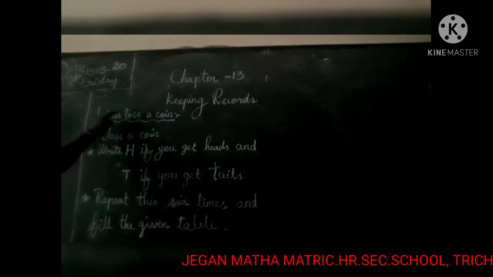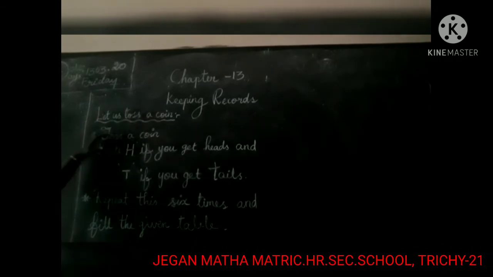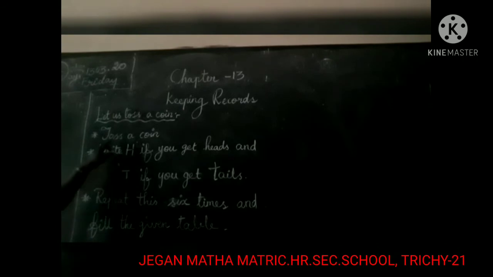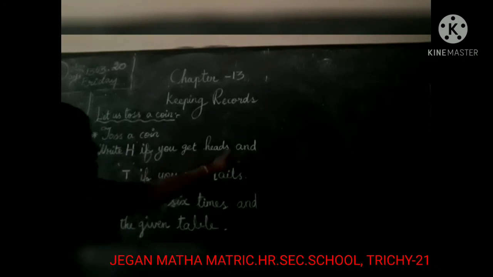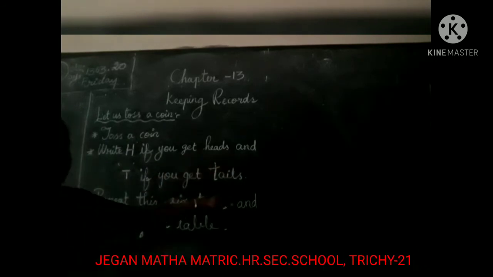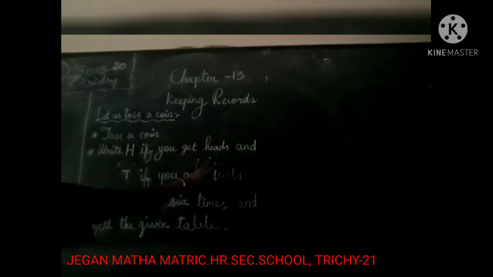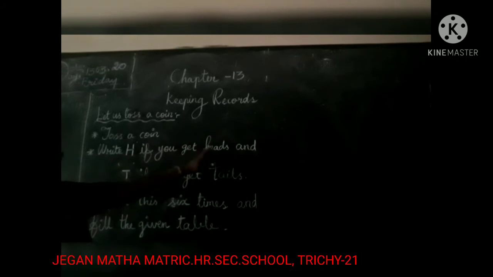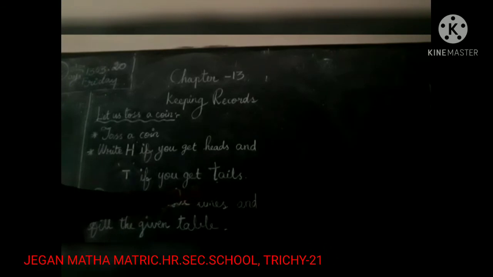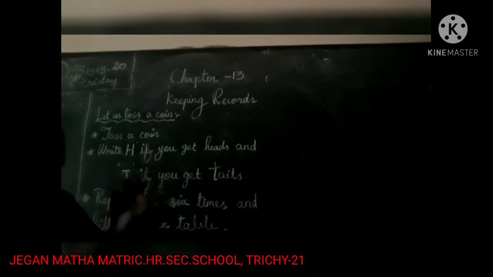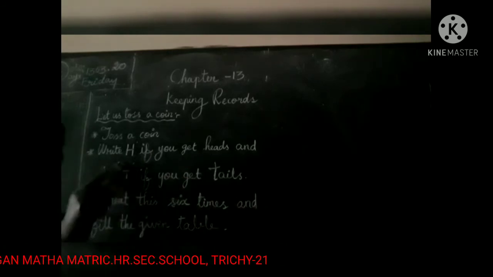First one is, let us toss a coin. First we need to toss a coin. Then we need to follow these 3 steps. The first one is toss a coin. Second, write H if you get heads and T if you get tails. H for heads, T for tails. Just H alone, and for tails, just capital T alone. No need to write it fully, just T in short form.